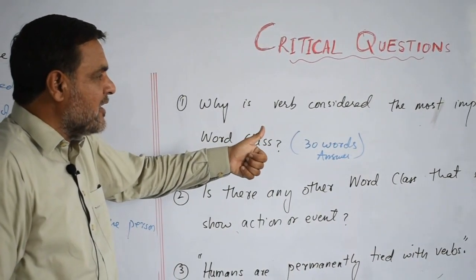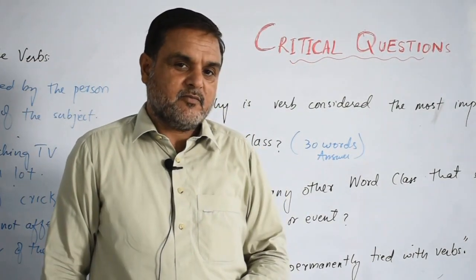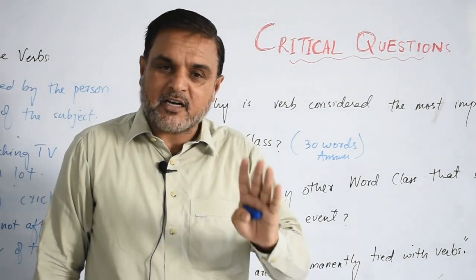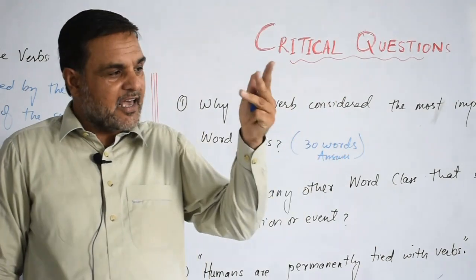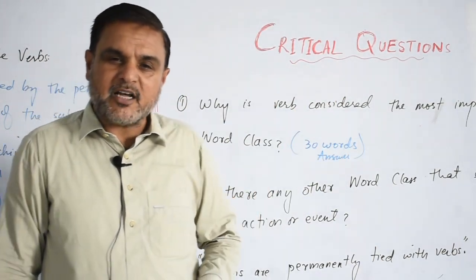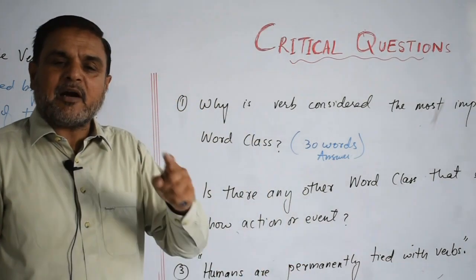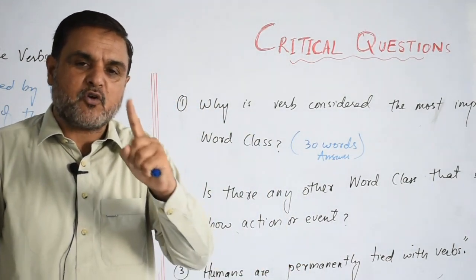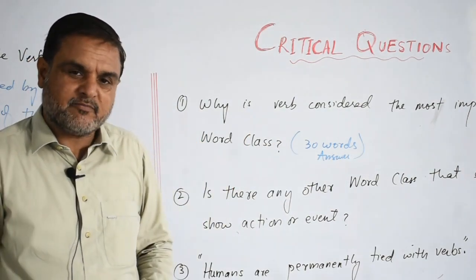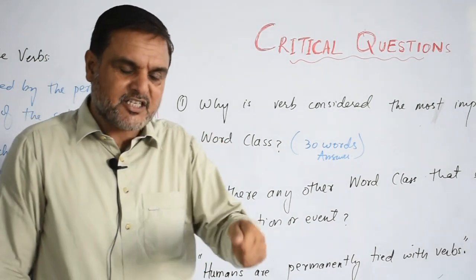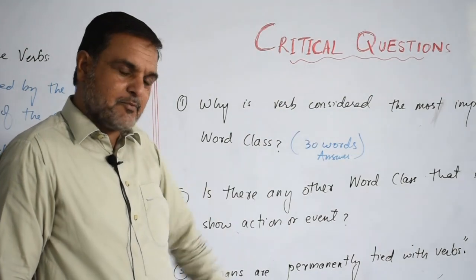Why is verb considered the most important word class? There are so many word classes. Nouns are there, pronouns are there, verb, adjective, adverb, determiner, preposition, conjunction, interjection. So many of them are there. But verb is considered the most important word class. Why? Give some solid argument. Support your answer with some solid argument within the limit of 30 words, not more than that.